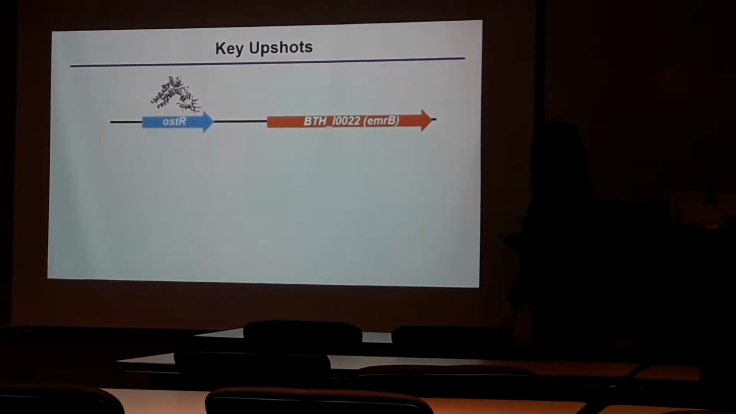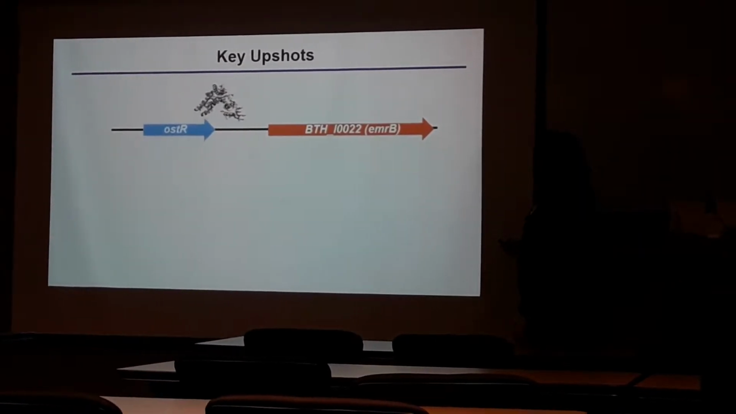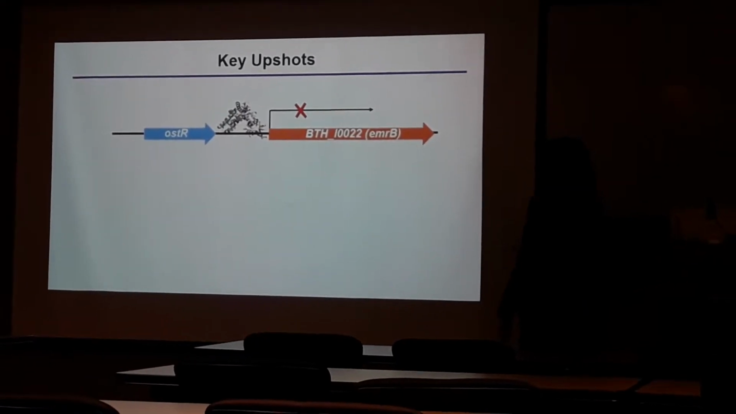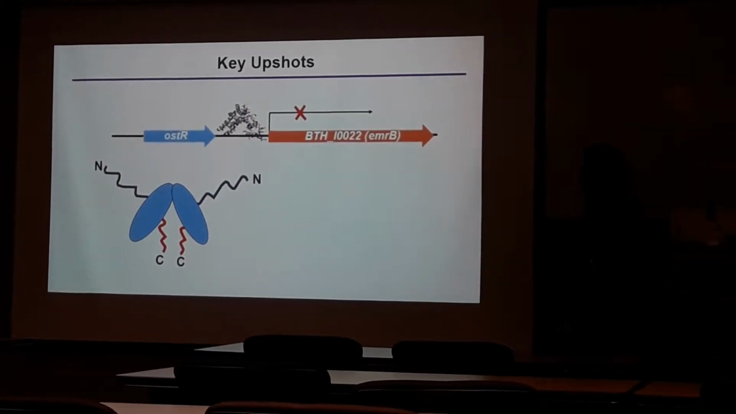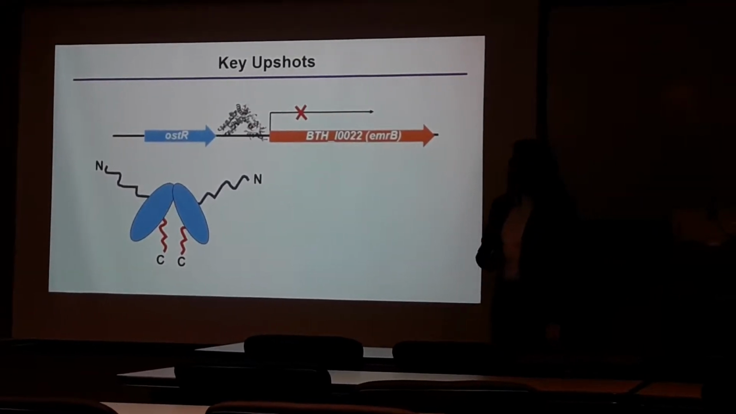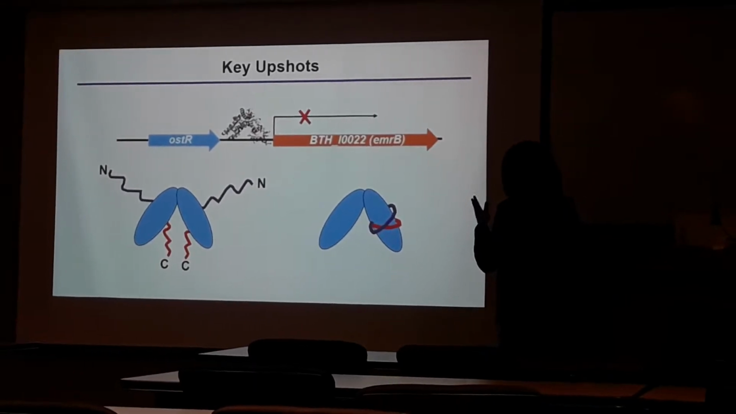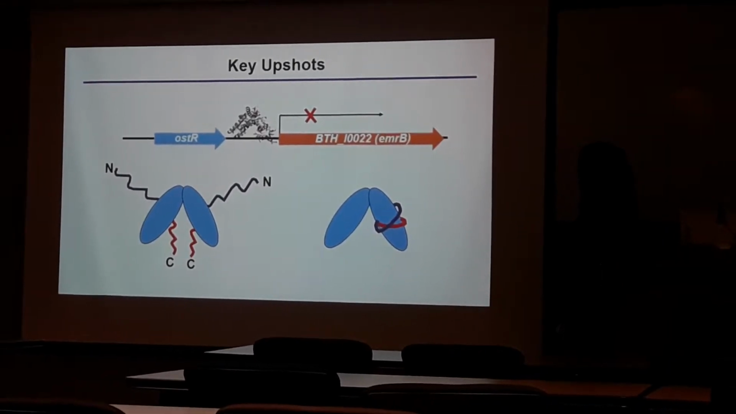So the key upshots: OSTR binds to the upstream promoter region of EMRB and thus represses expression. The N and C term extensions of OSTR are not just flapping around, they are contacting with the positively charged lobe of this protein.